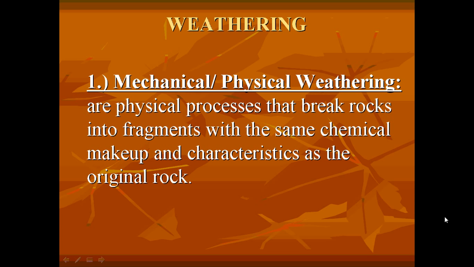The first type of weathering is mechanical or physical weathering, and it's a physical process that breaks rock into fragments with the same chemical makeup and characteristics as the original rock. The only thing that's happening here is the rock is physically being broken.